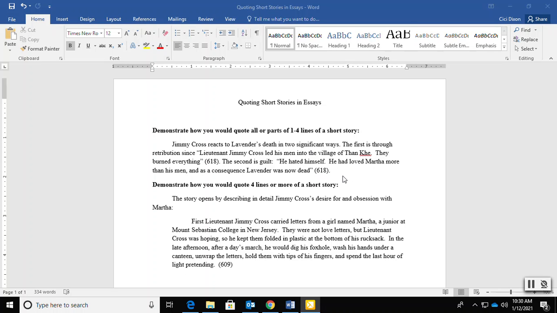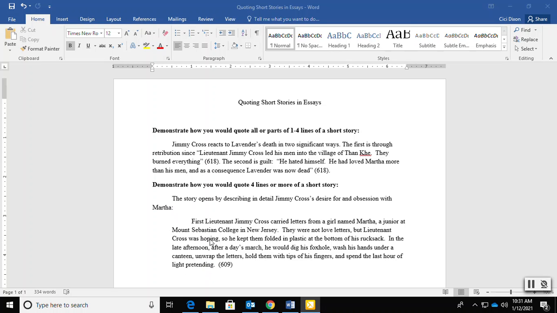So if you do that, if you have, let's say, 5 or more, then you're going to set the quotation off from the sentence. So here is your sentence. The story opens by describing in detail Jimmy Cross's desire for and obsession with Martha. Then I'm going to put this long block quotation. So after my introductory statement, I'm going to put a colon. Then I'm going to indent, and I'm going to reproduce the passage exactly as it appears in the text.